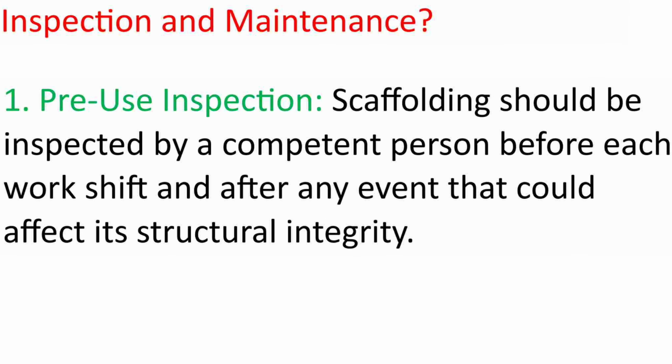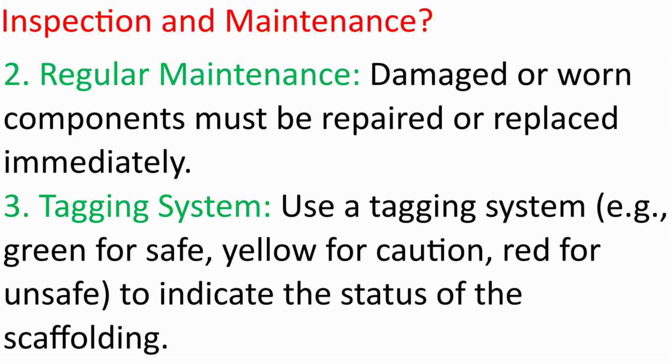Question: what is the inspection and maintenance? 1. Pre-use inspection. Scaffolding should be inspected by a competent person before each work shift, and after any event that could affect its structural integrity. 2. Regular maintenance. Damaged or worn components must be repaired or replaced immediately. 3. Tagging system. Use a tagging system, for example, green for safe, yellow for caution, red for unsafe, to indicate the status of the scaffolding.